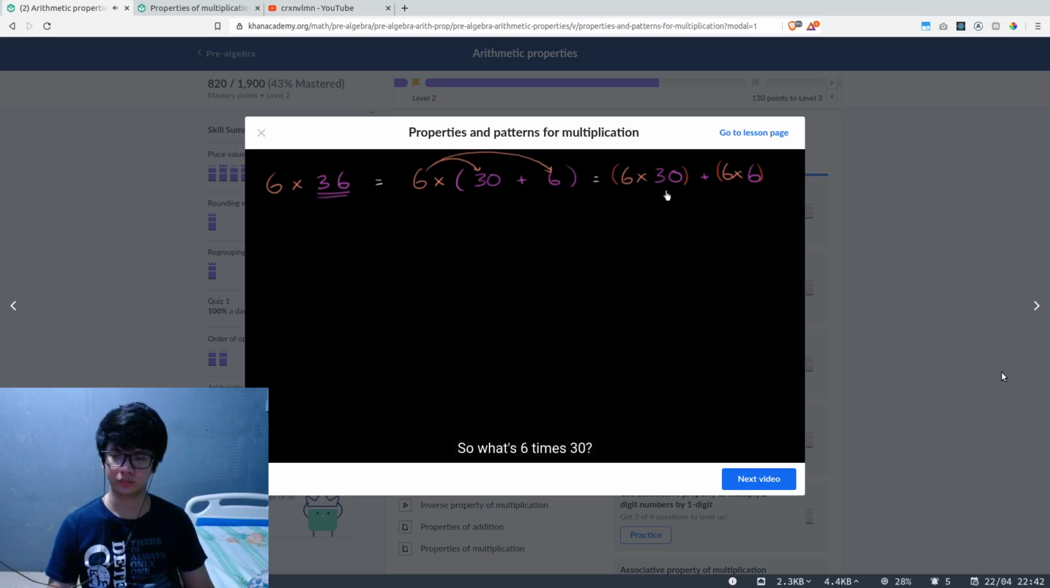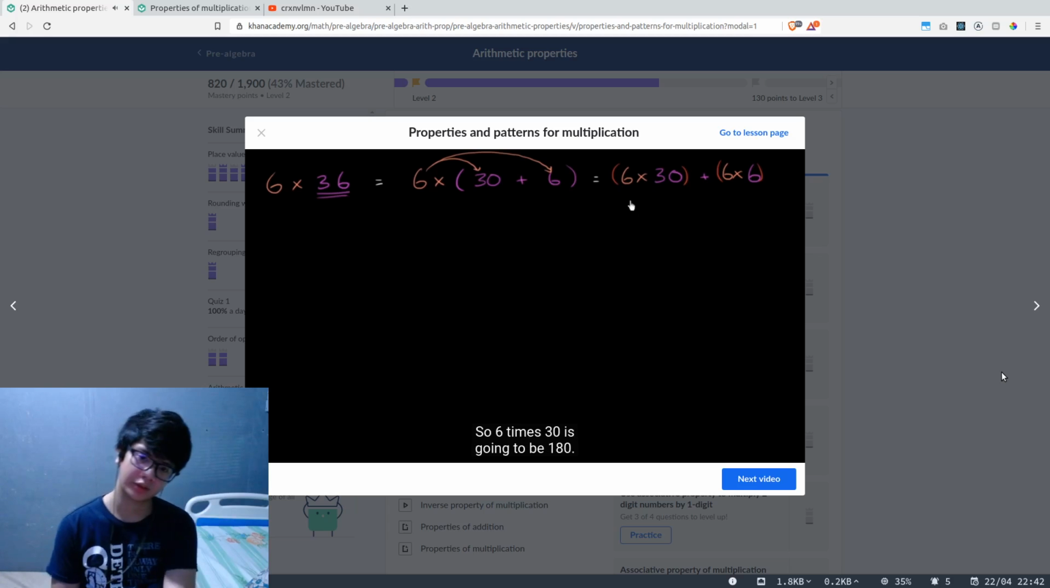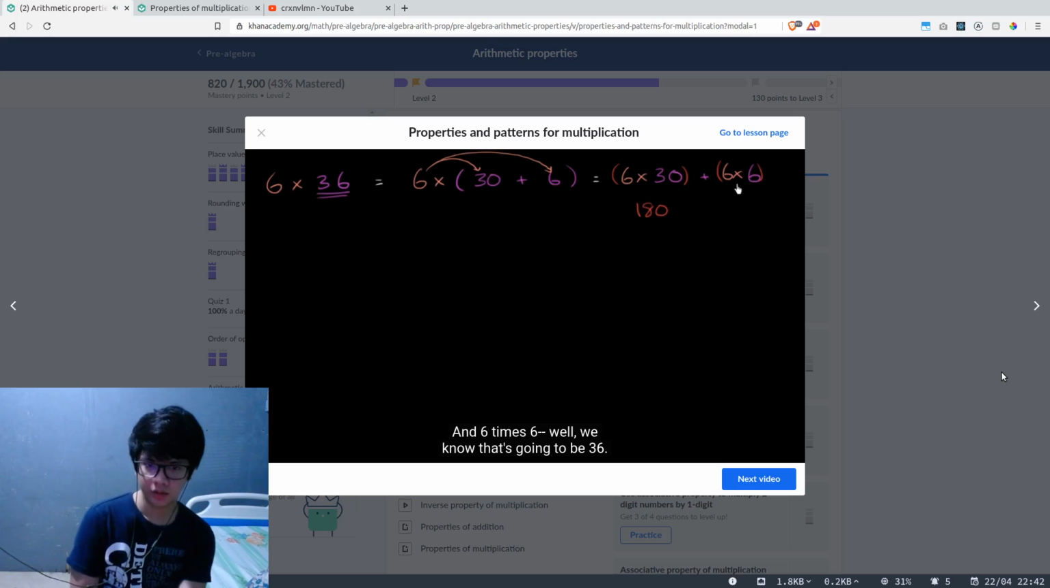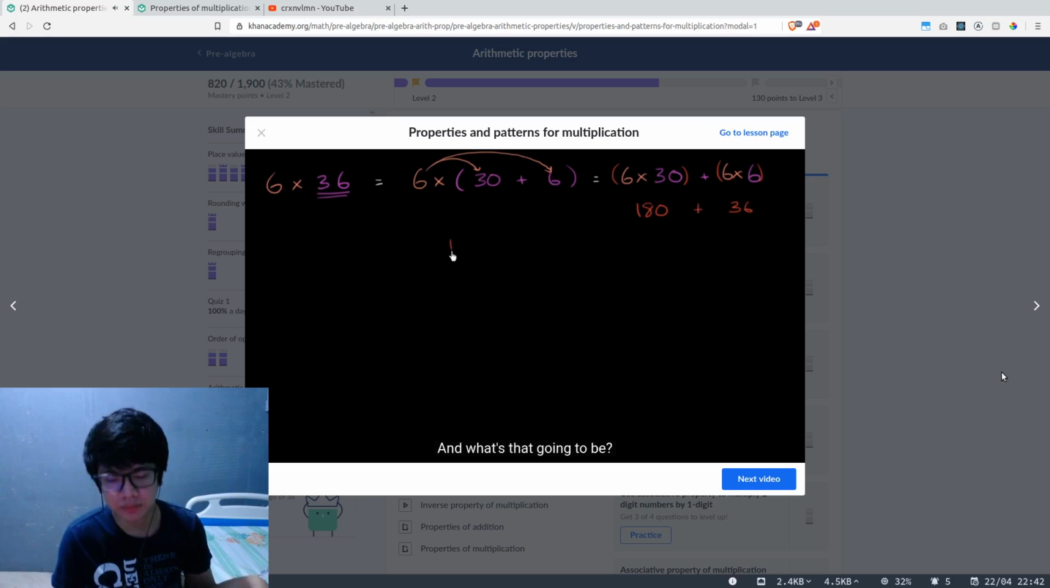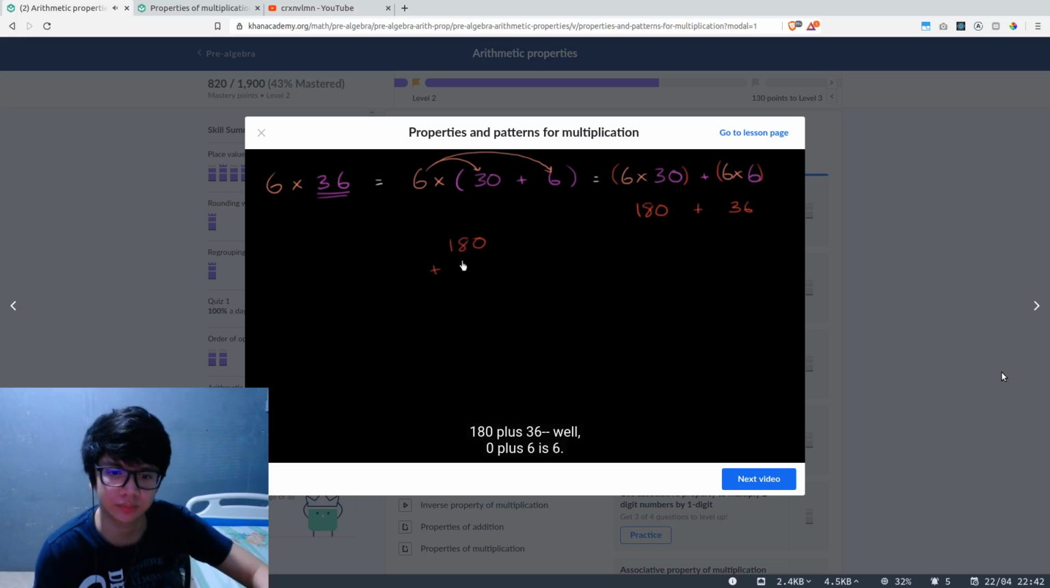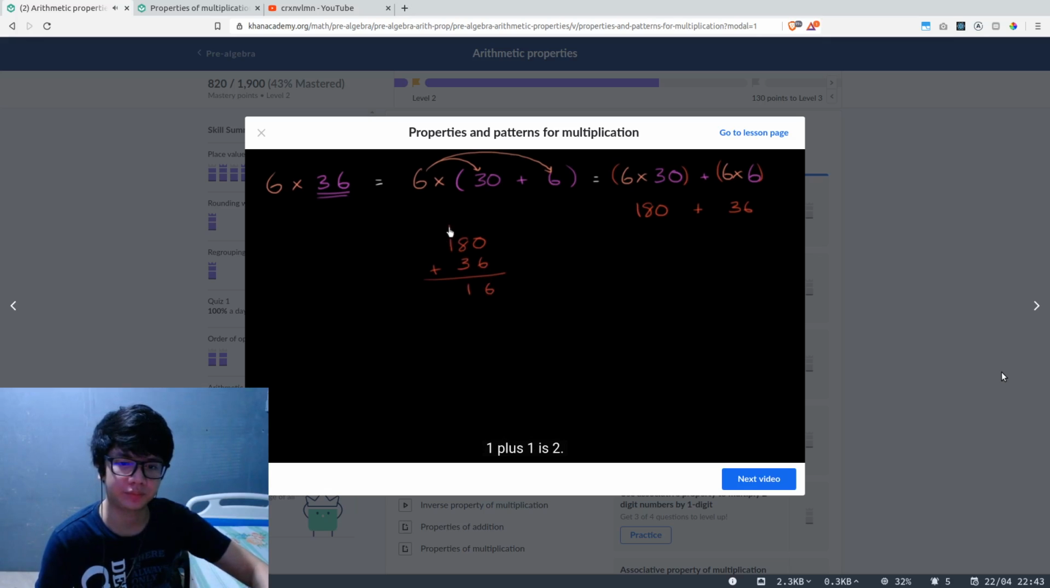So what's 6 times 30? Well, this is easier to calculate. 6 times 3 we know to be 18, so 6 times 30 is going to be 180. And 6 times 6, we know that's going to be 36. So this is going to be 180 plus 36. And what's that going to be? Well, 0 plus 6 is 6. 8 plus 3 is 11. 1 plus 1 is 2. So you just figured out that 6 times 36 is equal to 216.